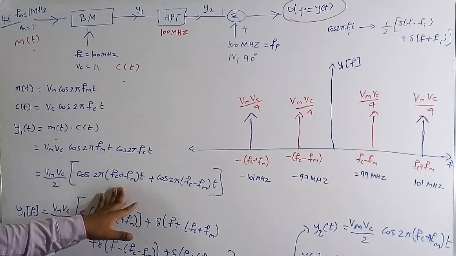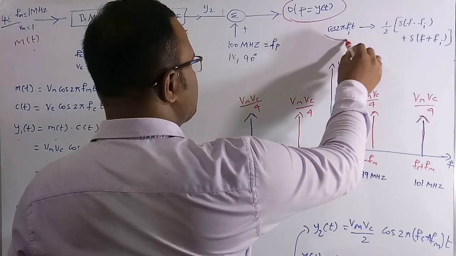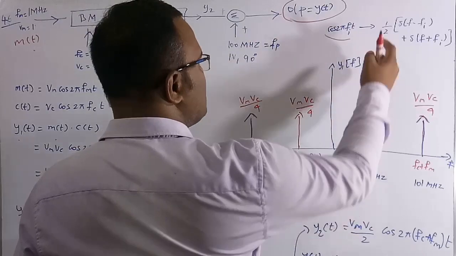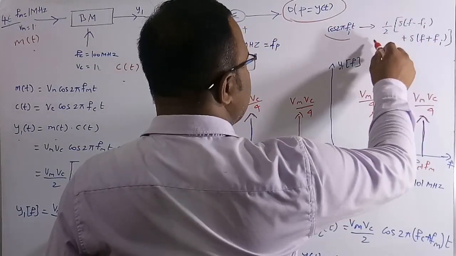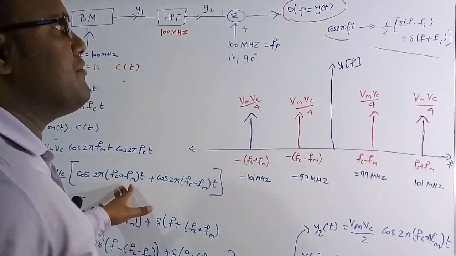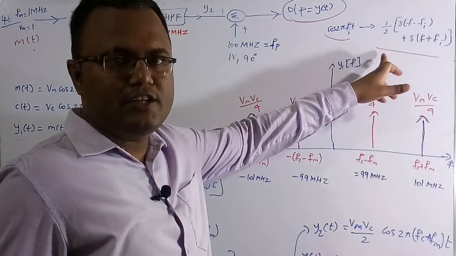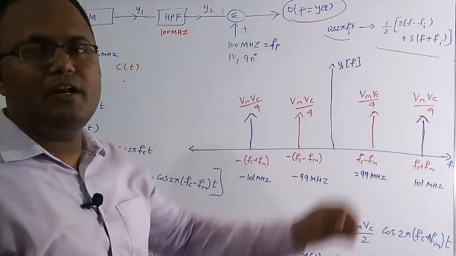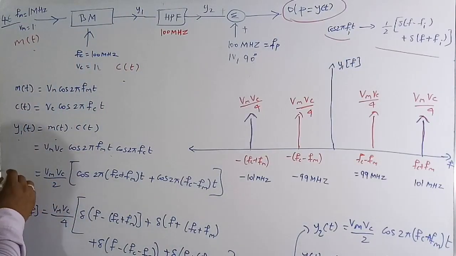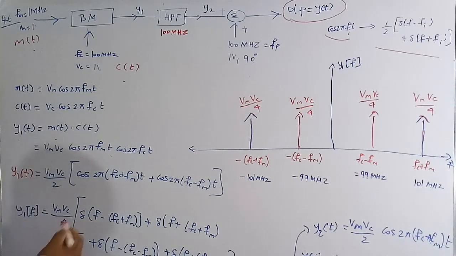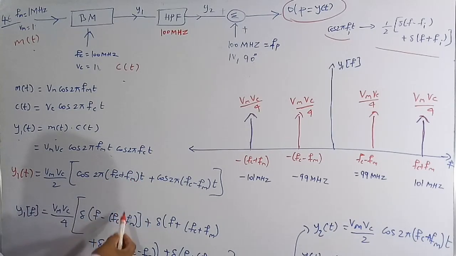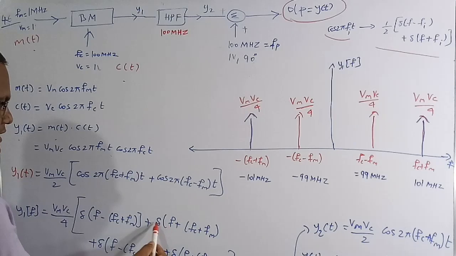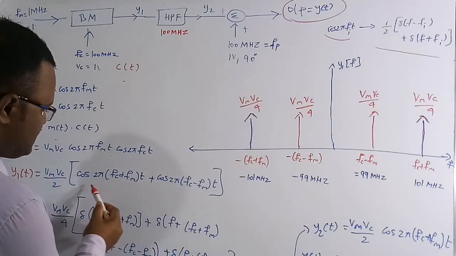Now let me tell a small concept here. The Fourier transform of cos 2 pi fi t is nothing but 1 by 2 of delta of f minus fi plus delta of f plus fi. This is the Fourier transform of cos 2 pi fi t. By using this basic formula, I am now going to apply it. For this y1 of t, I am going to apply the Fourier transform, meaning y1 of f. So here cos 2 pi fi t gives delta of f minus fi, where this fi is fc plus fm, and similarly delta of f plus fc plus fm for this first one.